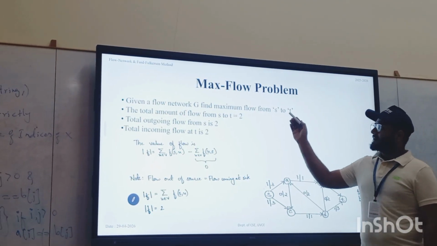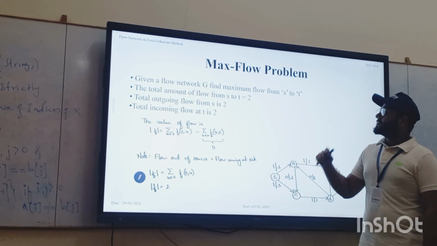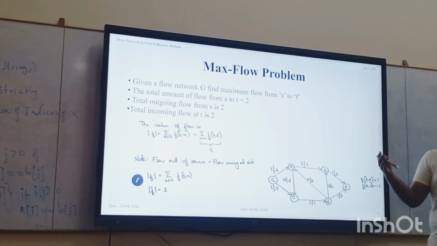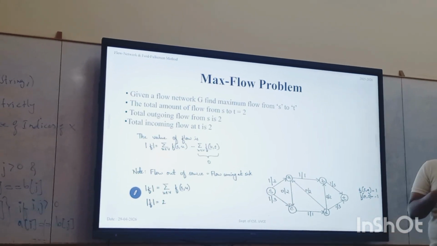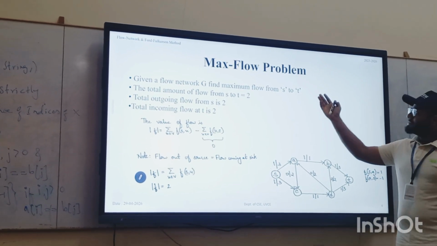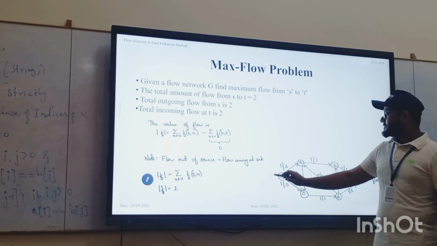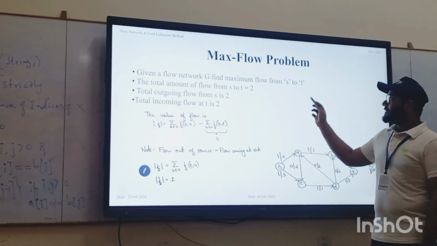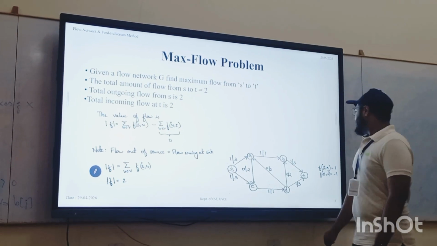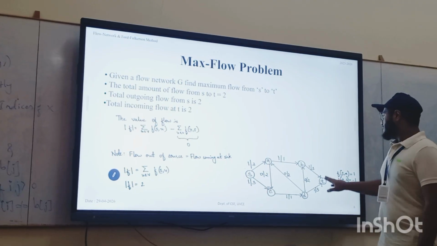The max flow problem. For understanding the Ford-Fulkerson method, we have to understand what the max flow problem is. Max flow is going from source to sink, and we need to maximize the flow from S to T, that is, from source to sink. We have to increase the value. The total amount of flow from S to T is 2. How will we understand it? From here it should go till here.